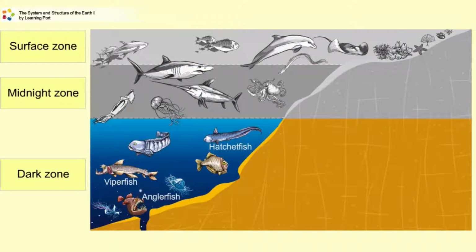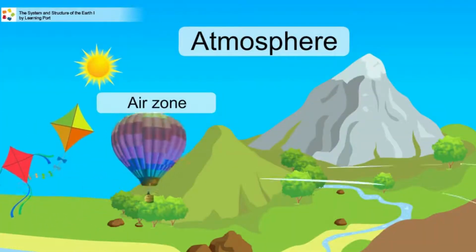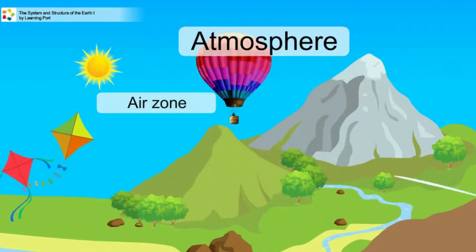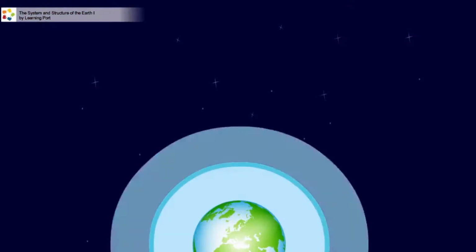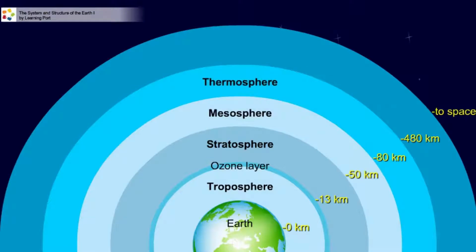The dark zone is very deep, and no light can reach it. Therefore, most animals in this zone have shimmering bodies, or bodies that glow in the dark. The Earth's surface is surrounded by a layer of air known as the atmosphere. The atmosphere consists of 5 layers: the troposphere, stratosphere, mesosphere, thermosphere, and exosphere.